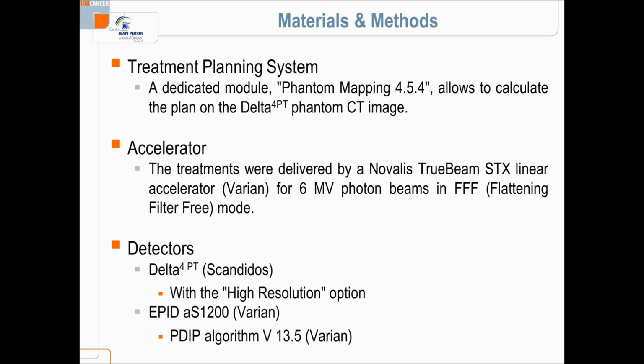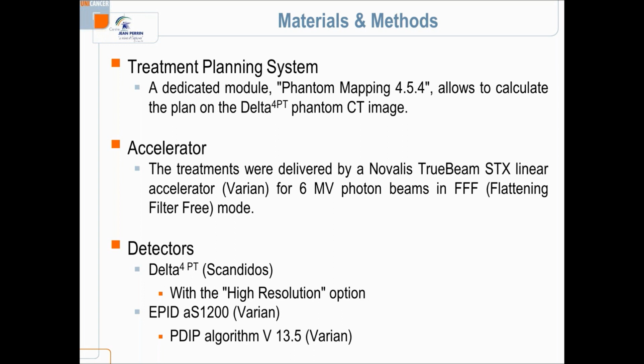Materials and method. At the Jean Perrin Center, stereotactic radiotherapy treatment plans are calculated with the iPlan TPS, and a dedicated module called Phantom Mapping allows to calculate the plan on the Delta4 Phantom CT image. All the treatments were delivered by a Novalis TrueBeam STX linear accelerator from Varian, with a 6 MV photon beam in flattening filter-free mode, FFF.